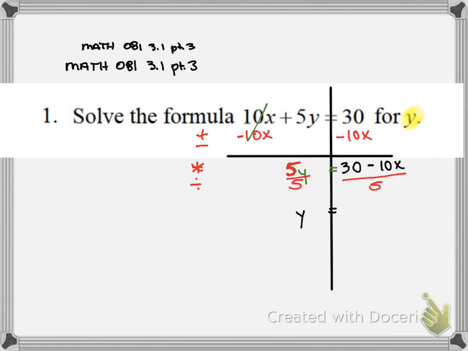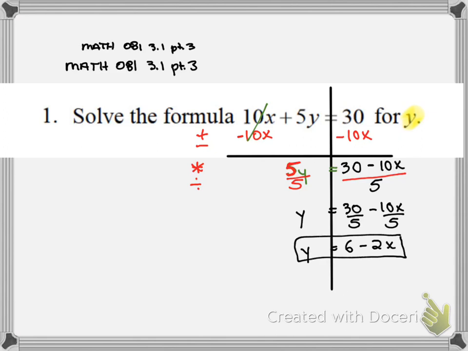Okay, now what I can do is I can actually rewrite this. Let me erase this, by the way. This looks like kind of a funny 5. Sorry about that. Okay, I can rewrite this as 30 over 5 minus 10x over 5. And then I can actually simplify this a little bit more. So 30 divided by 5 is 6. 10 divided by 5 is 2. So this would be our final answer right there. Okay? All right, let's do another problem.